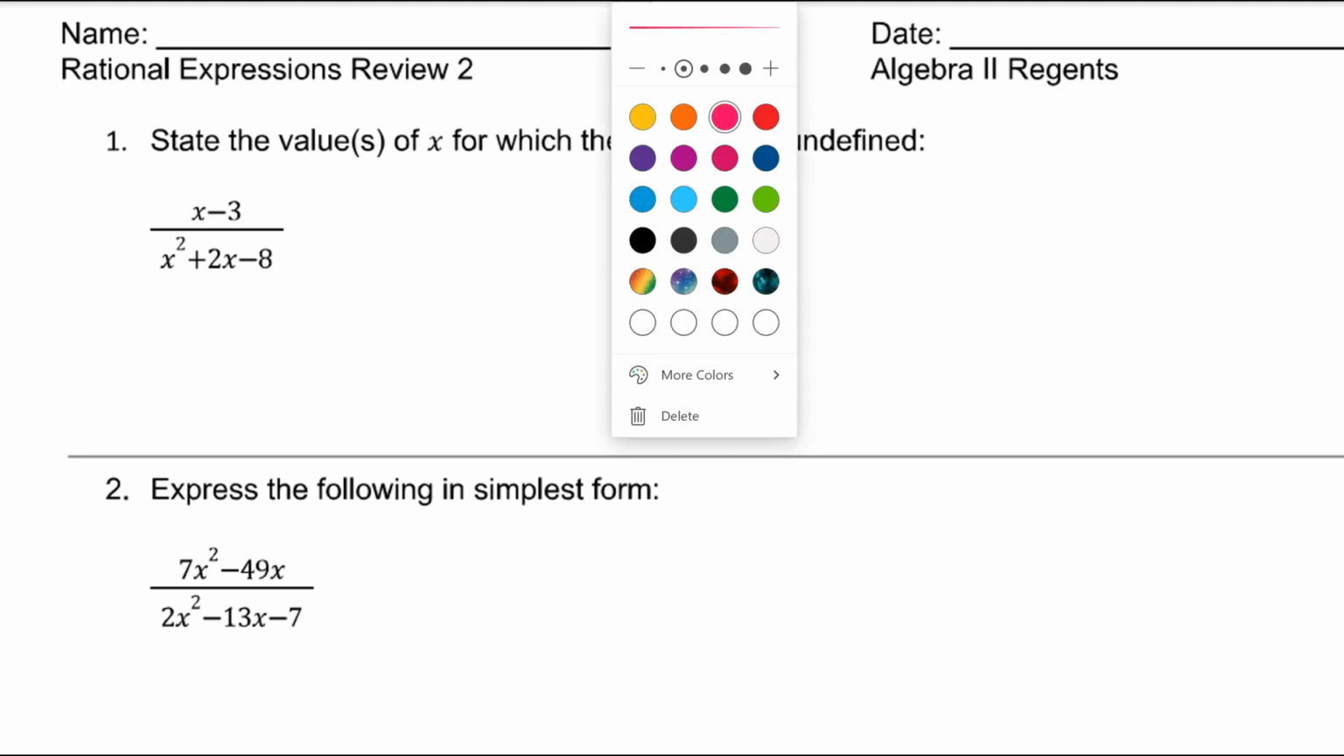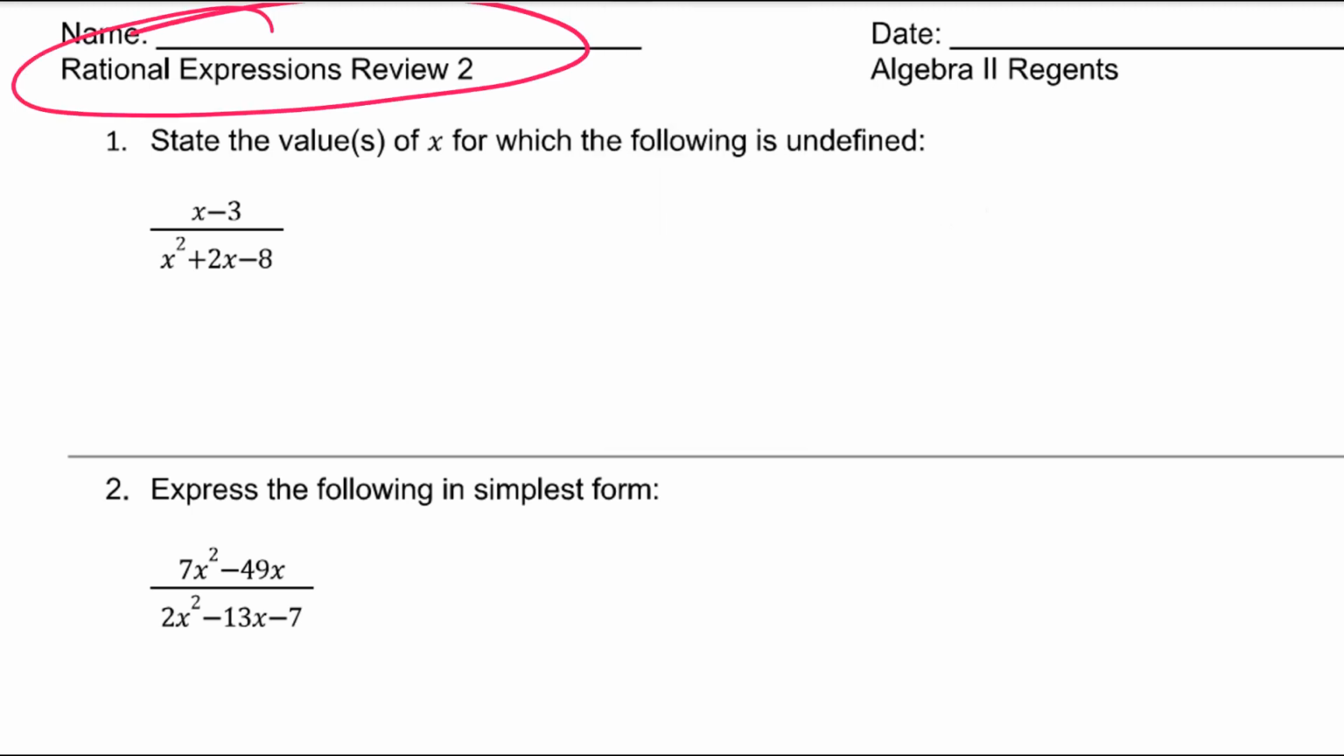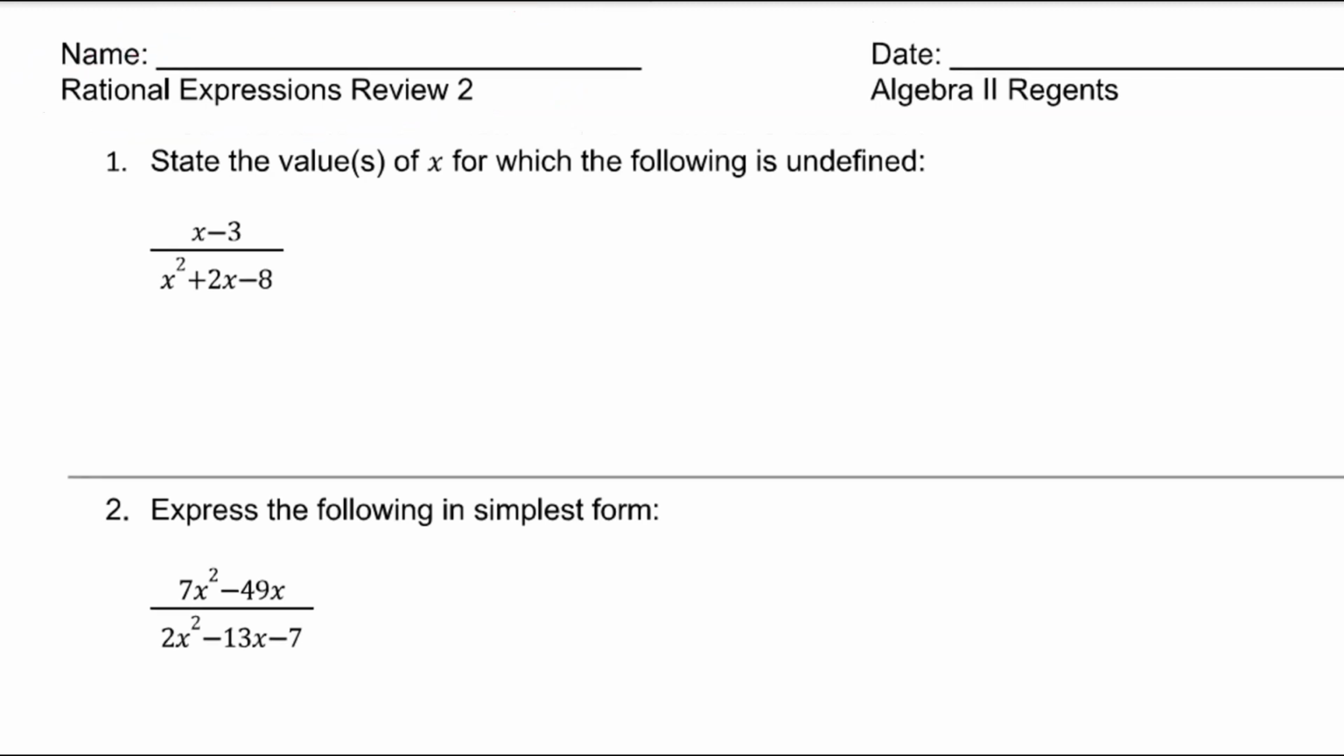In this video, I'm going to go through some of the problems from the Rational Expressions Review 2 worksheet. So for number 1, state the values of x for which the following is undefined. Remember, a fraction is undefined anytime the denominator is equal to 0, right? Because we can't divide by 0.